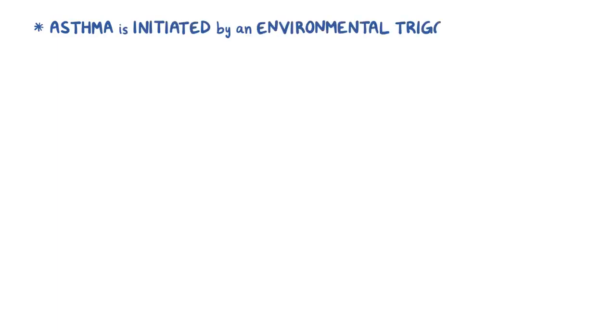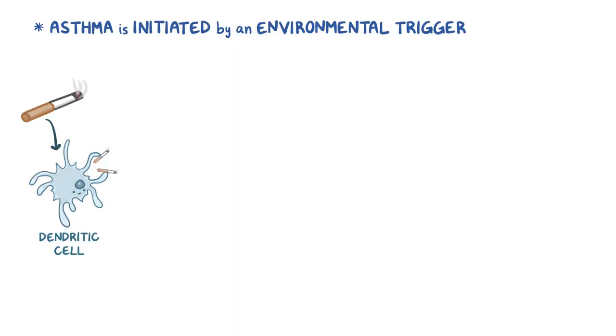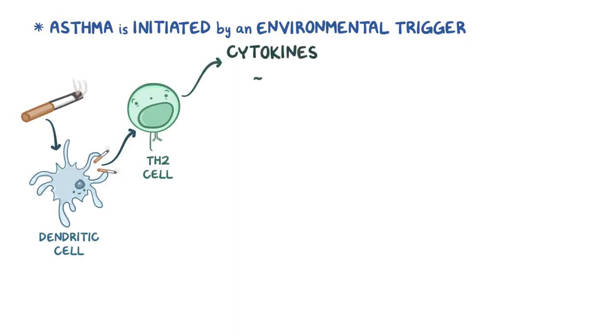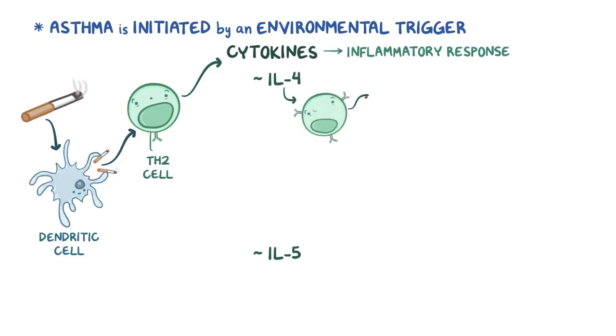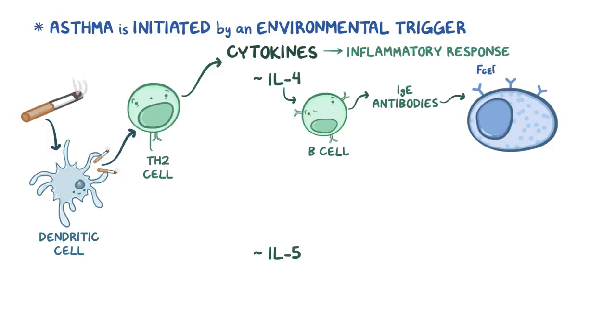Now, the molecular pathway that leads to asthma is actually pretty complex, but it's often initiated by an environmental trigger. Allergens from environmental triggers like air pollutants or cigarette smoke are picked up by dendritic cells, which present them to a type 2 helper T cell, or Th2 cell in the lamina propria. These cells then produce cytokines like IL-4 and IL-5, which cause the inflammatory response. IL-4 is especially important because it leads to the production of IgE antibodies by B cells, and these antibodies bind to Fc epsilon R1 receptors on mast cells to activate them.